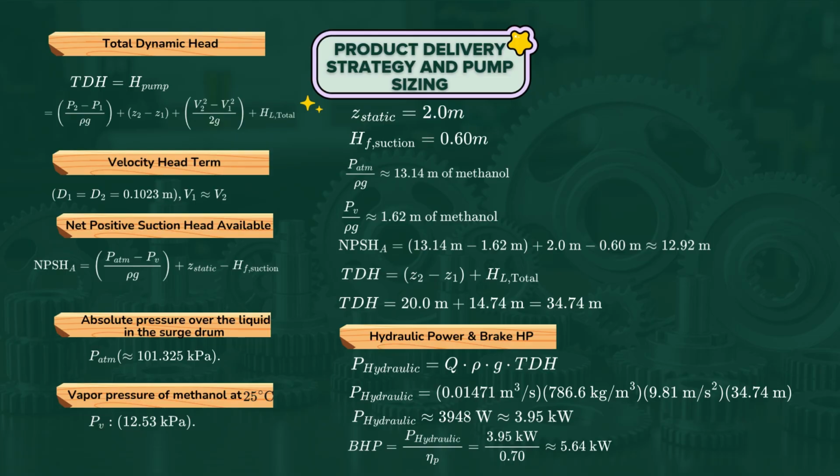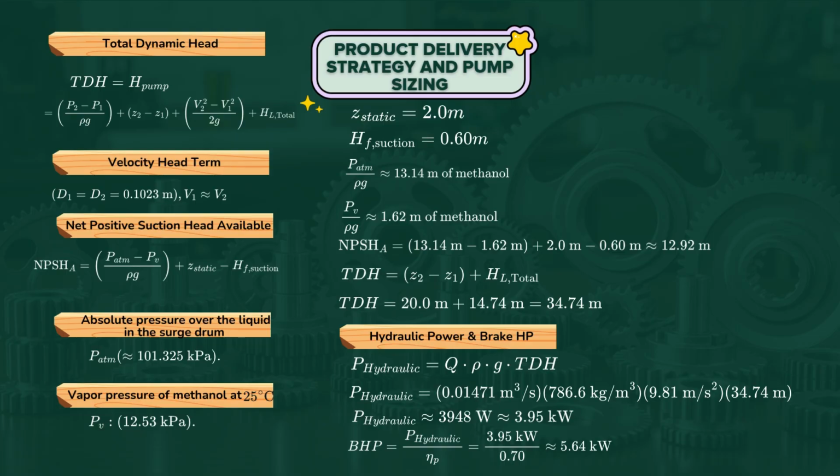Estimation of total dynamic head (TDH) required for a pump. The required head delivered by the pump is calculated by summing the static lift and the total friction head loss. TDH equals Z2 minus Z1 plus HL total equals 20.0 meter plus 14.74 meter equals 34.74 meter. Calculation of required hydraulic and brake horsepower. The pump must supply 34.74 meter of head to move 0.0171 meter cube per second of methanol.